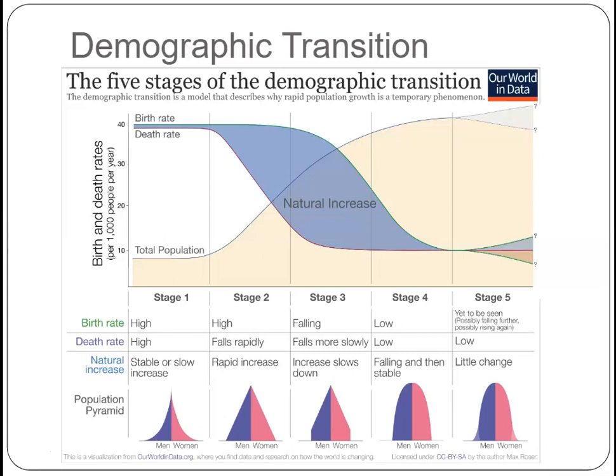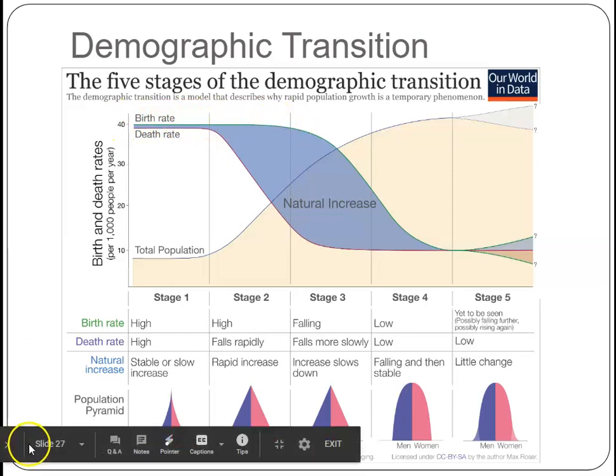Okay, so first of all, let's go ahead and just look at what this graph means. Okay, this green line here is going to be your birth rate. Okay, so this is the number of babies born per people per year. In both stage 1 and stage 2, your birth rate is very high. Lots of babies being born.